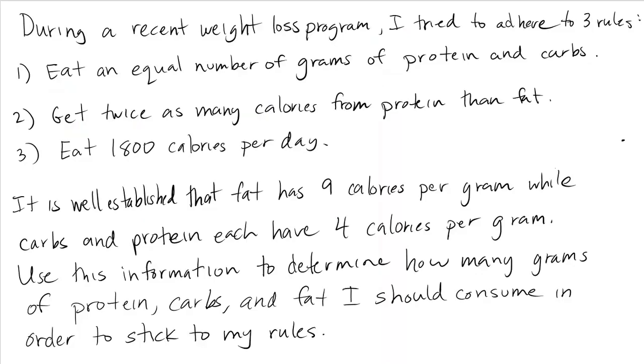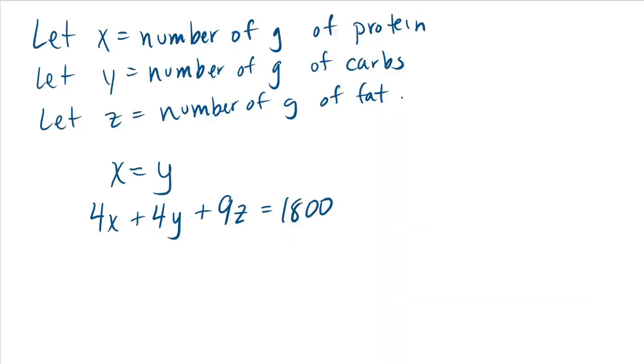I want to get twice as many calories from protein than fat. I'm going to write that out. Now, translating this sentence is going to be tricky for 2 reasons. One, we have that same issue with the twice. Right? Where do we multiply by 2? We also have to pay attention that we're doing twice the calories, not twice the grams.